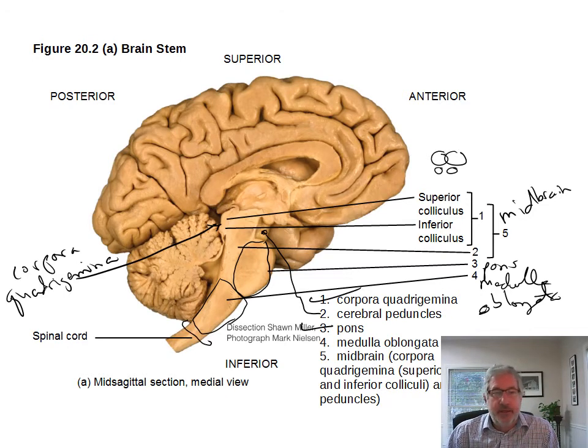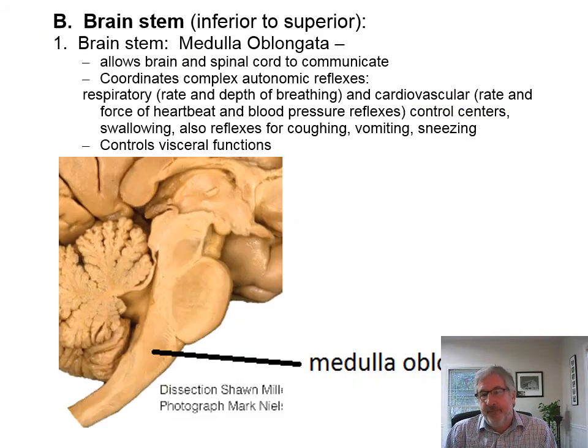Okay, next slide. So those are the major features of the brain stem. You have the corpora quadrigemina, which has the superior colliculi and the inferior colliculi. Then you have the cerebral peduncles, which go across here and then up. Those are white fibers going up. And then you have the pons, and then you have the medulla oblongata. So those 4 features. Next slide.